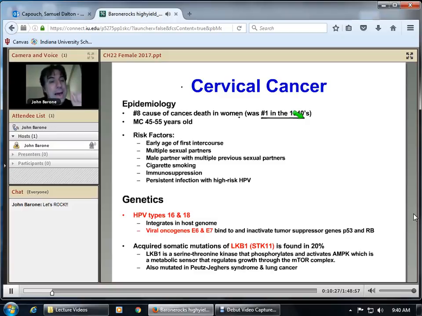Prevention. Pap smears, the greatest screening test of all time for cancer. We pick it up before it's cancer. We pick it up as dysplasia. If we pick it up as dysplasia, we treat it, you never get cancer. And now with the HPV vaccine, they're gonna laugh at you.